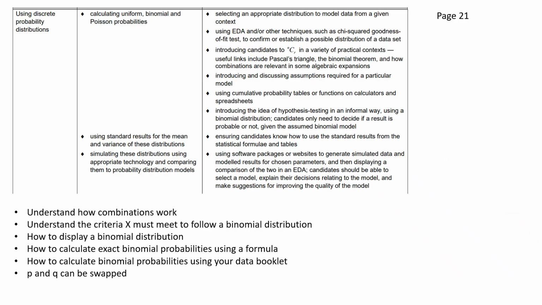That is the end of this slightly long lesson. Hopefully now you understand how combinations work. You understand the criteria X must meet to follow a binomial distribution. You understand how to display a binomial distribution. You understand how to calculate exact binomial probabilities using a formula. Understand how to calculate binomial probabilities using data booklets. And that P and Q can be swapped like what we did in the final question.